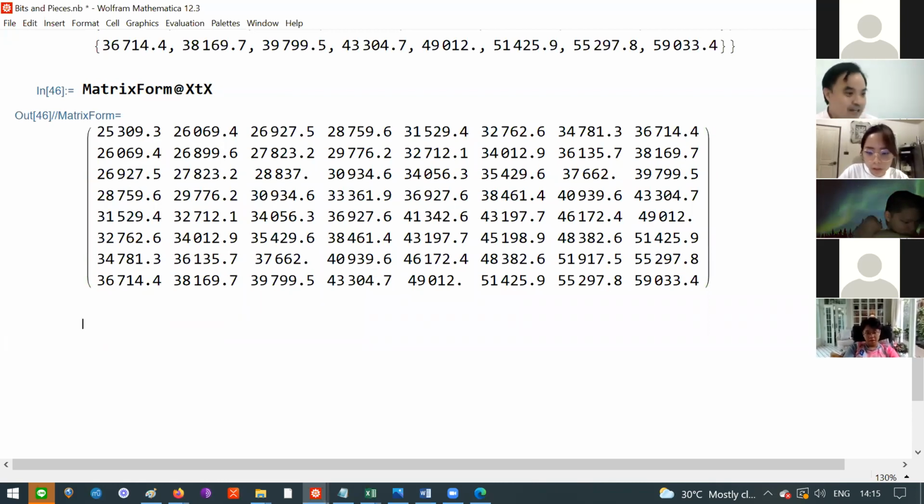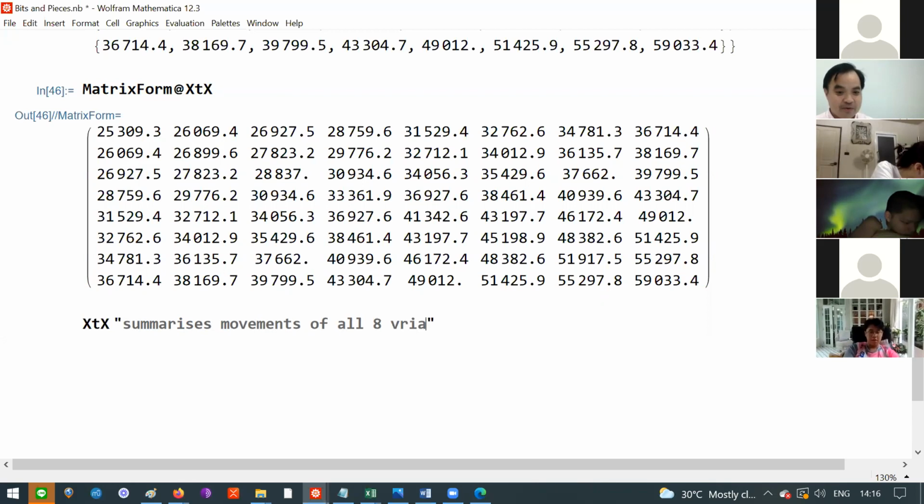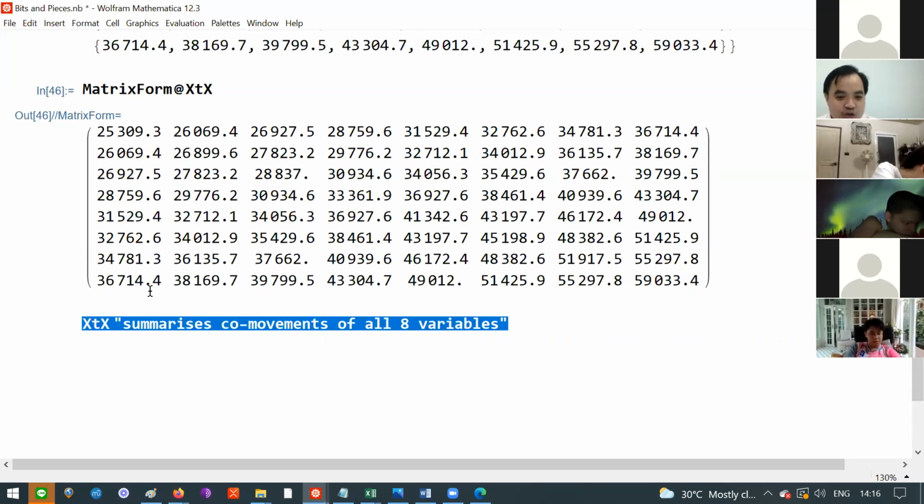Now, the property of this matrix, XTX, is that it kind of summarizes the movements of all the variables. I'm going to erase the word together and add the word co-movement over here. So this is sort of like how they move together. Okay.